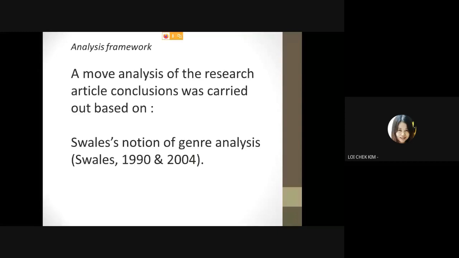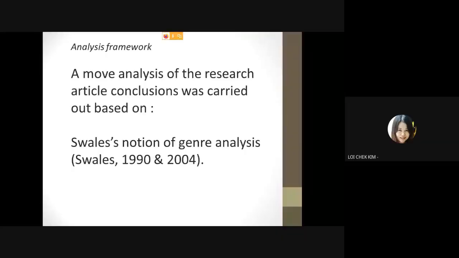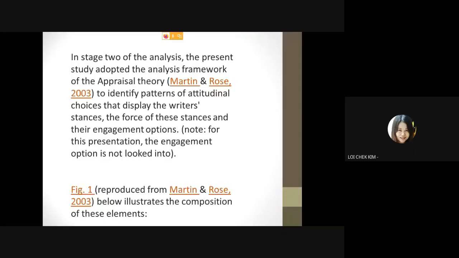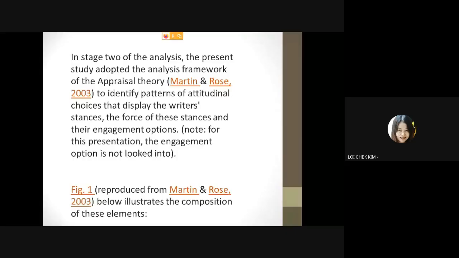The analysis framework of this study is a move analysis of the research article conclusions based on Swales' notion of genre analysis, Swales 1990 and 2004. This is one of the frameworks. The next framework is appraisal theory, by Martin and Rose, 2003. This framework is used to identify patterns of attitudinal choices that display the writer's stances, the force of these stances, and their engagement options. However, for this presentation and this paper, the engagement option is not looked into.